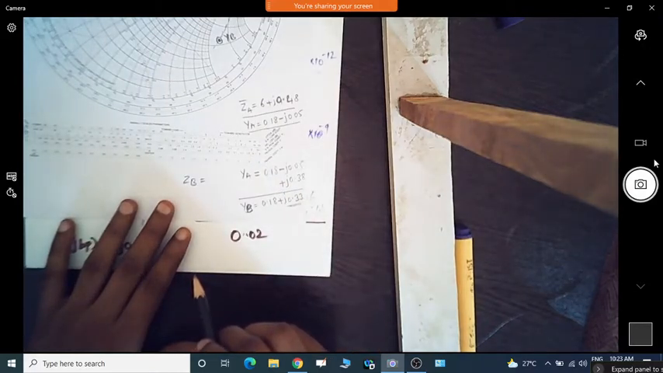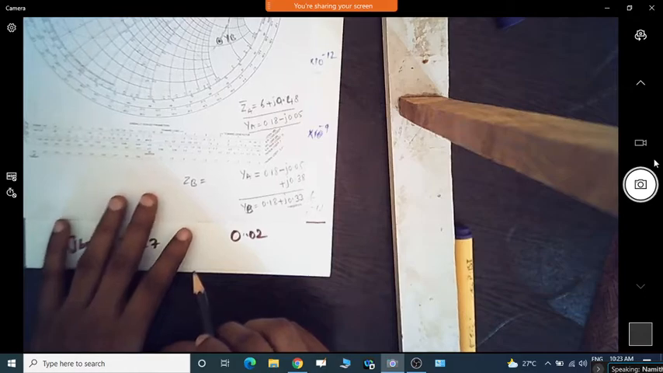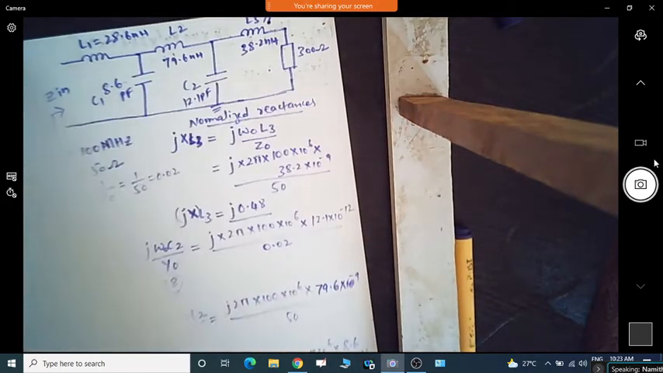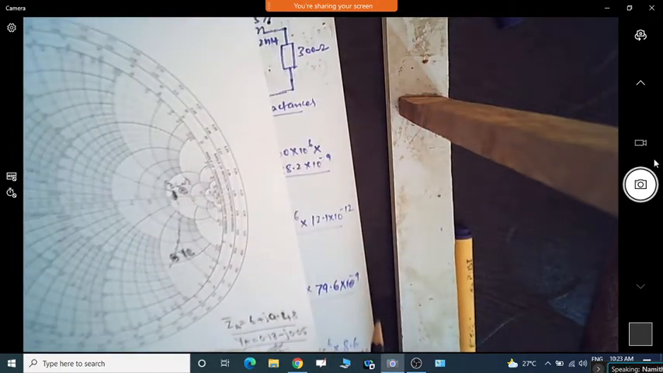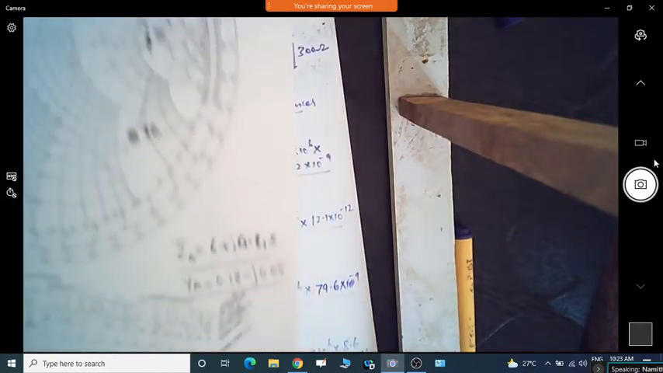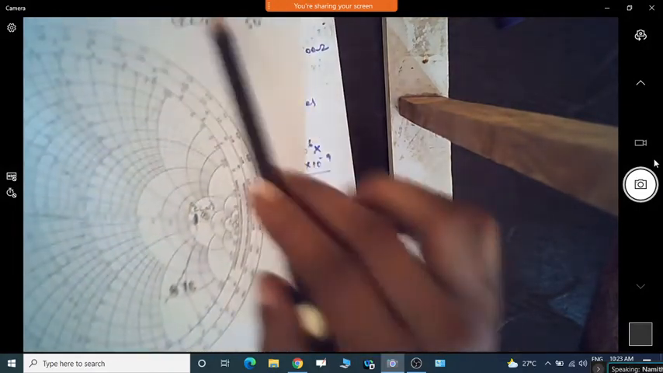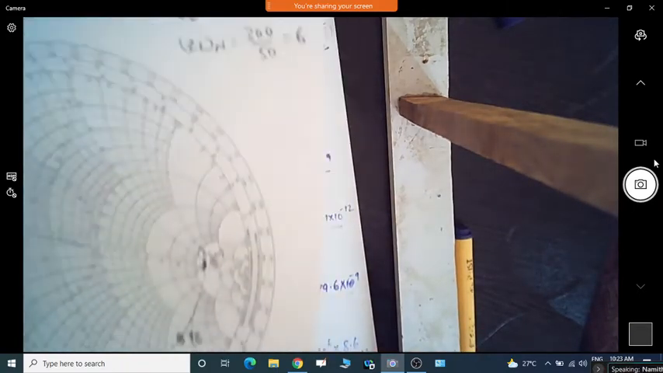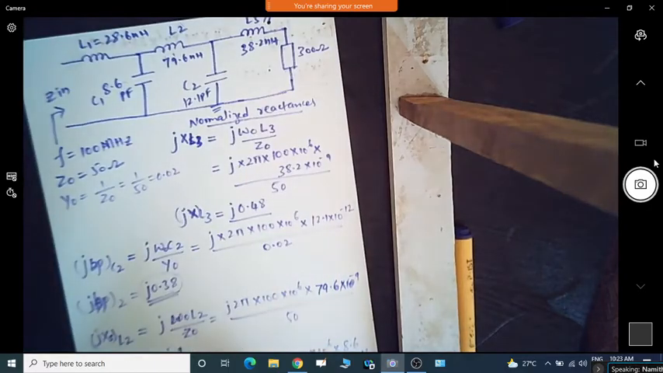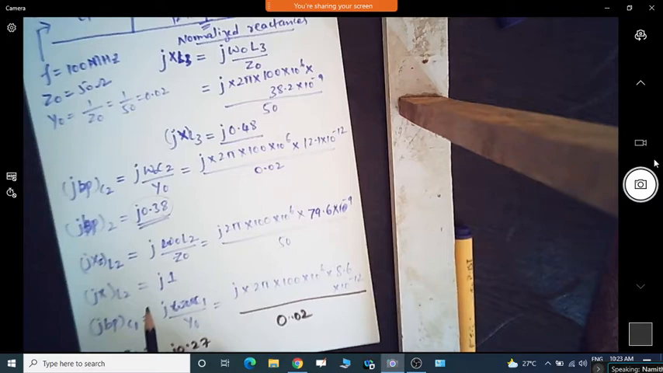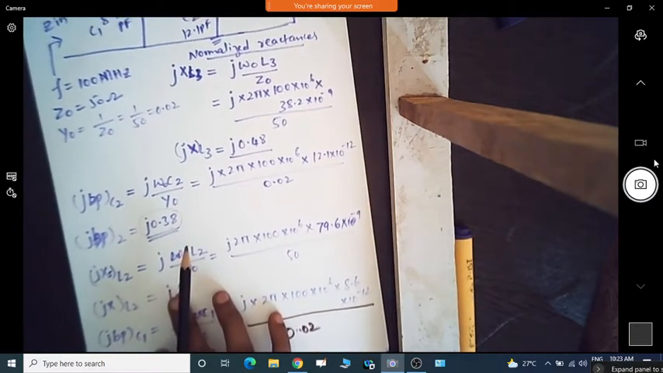Sir, can you please explain that once again, sir? Yeah. Sir, the Smith chart is full blur, sir. We can't see anything. What you are writing is also not visible. In the Smith chart, hello, in the Smith chart also, and in the other sheet also, sir, this is not visible. No, sir, it is blur.